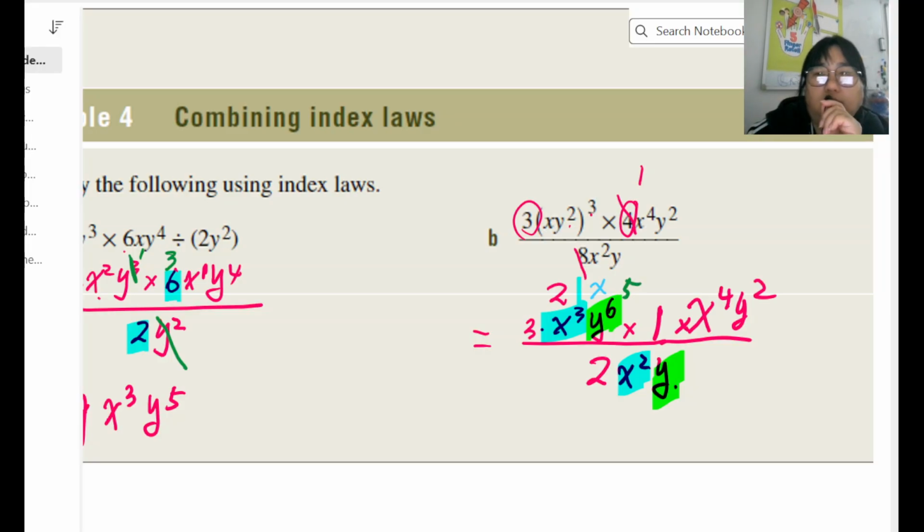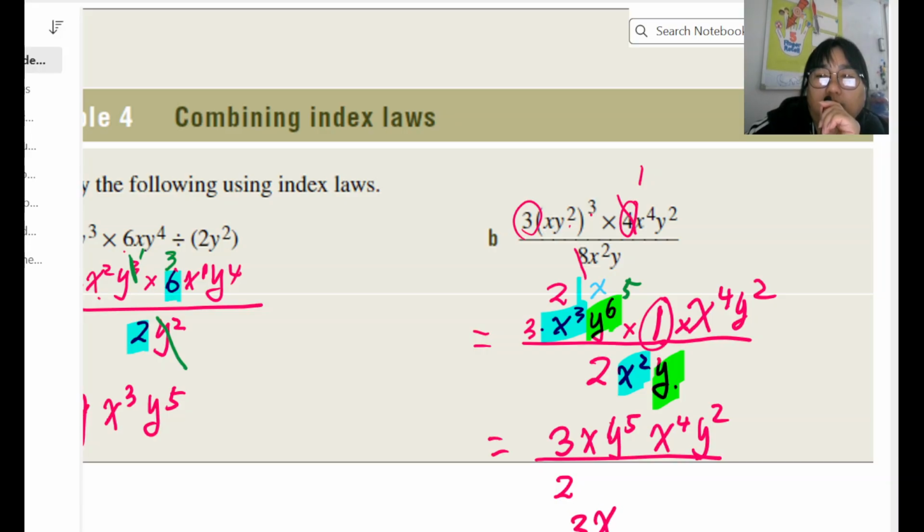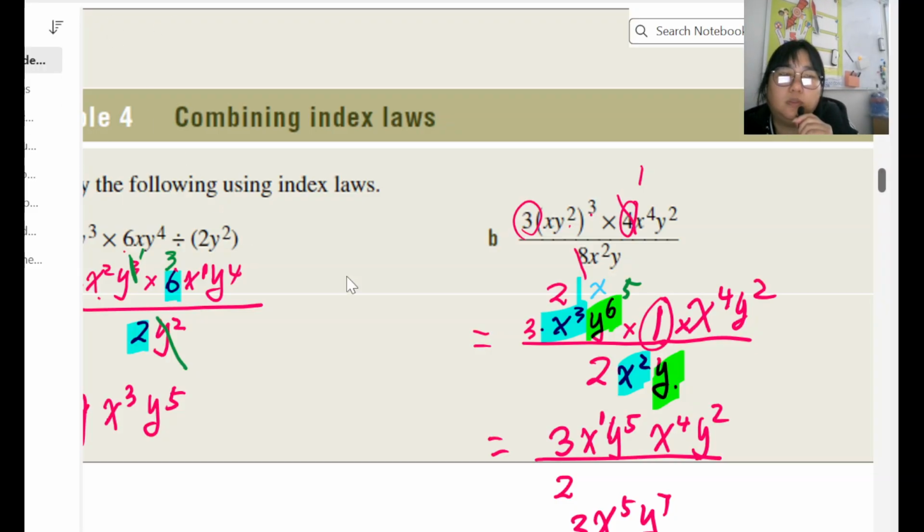So now I can write down my solution. On the top, I have 3, because times by 1 is still 3, and 2 at the bottom. Then x cubed, I only got 1 x left after canceling with x squared. And y to the power of 6, I cancel with this y, so y to the power of 5. And then I times by x to the power of 4, y squared. Then the final answer is x to the power of 5, y to the power of 7. So that is the answer for this kind of question.